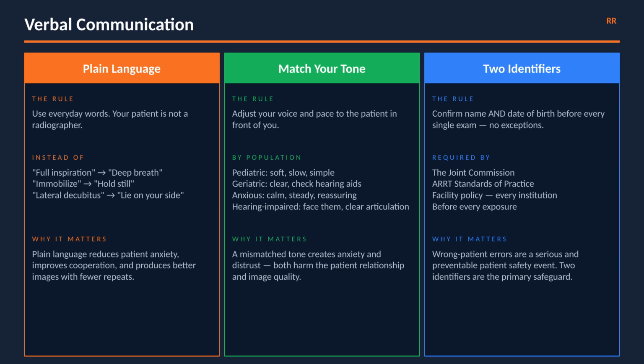And 2 identifiers before every single exposure, without exception. Full name and date of birth. Confirm them both. Match them to the order, then proceed. Wrong patient errors are preventable. 2 identifiers are the safeguard.